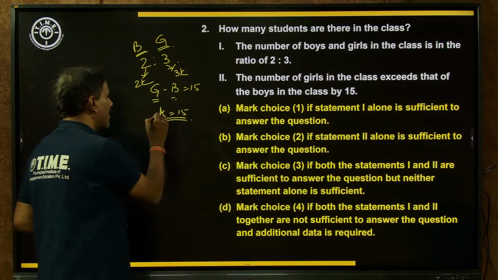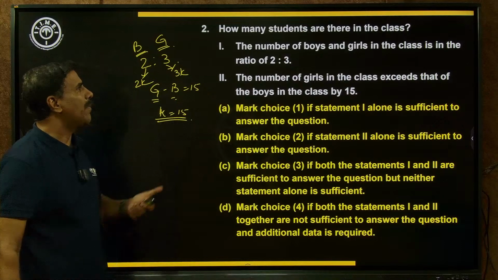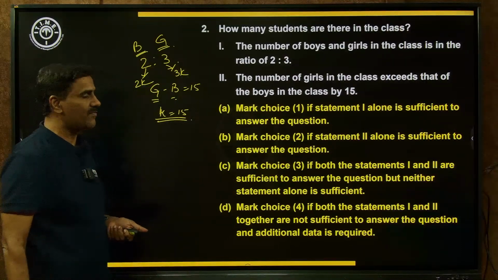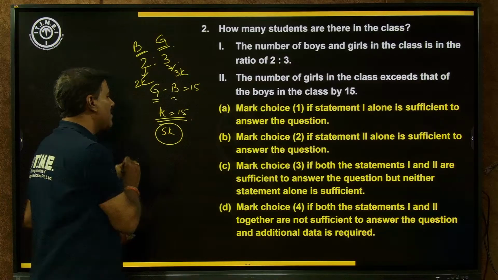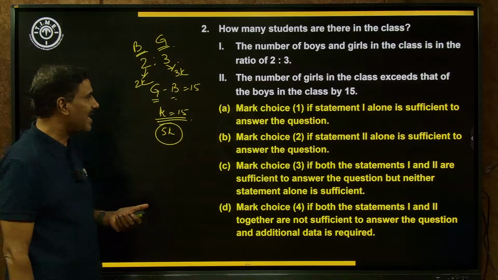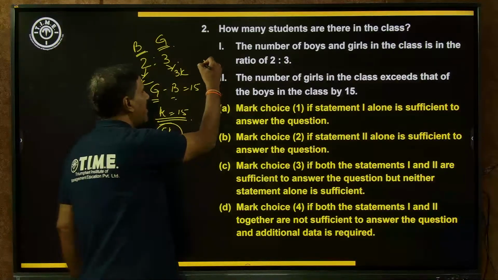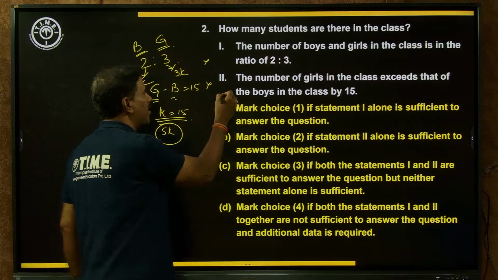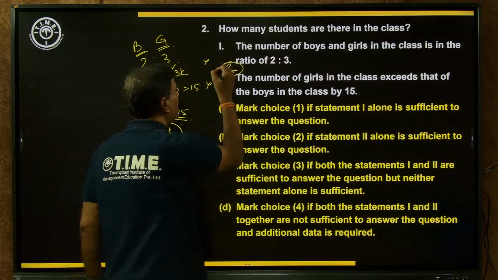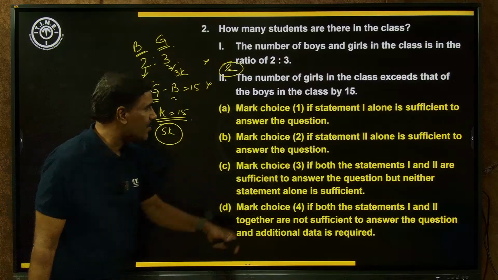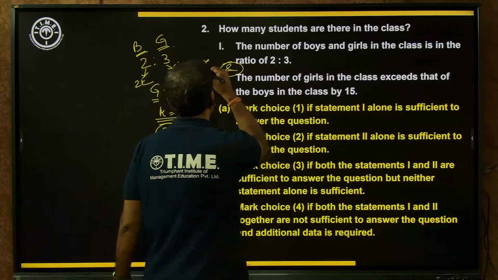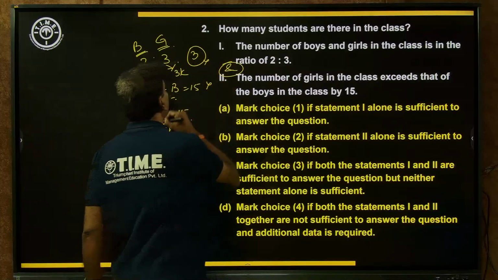So as we know the k value, we can definitely find how many students are there in the class, which is nothing but 2k plus 3k, 5k. So can we answer the question? Yes. From where can we answer? First statement, independently not sufficient. Second statement, independently not sufficient. But going for the combination, yes, we are in a position to answer. So combination-wise sufficient, the answer should be choice 3.